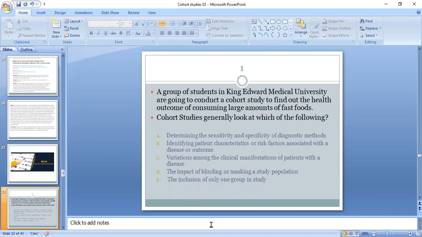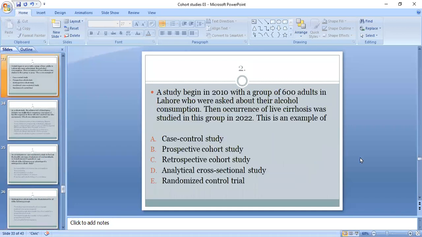B. Yes, B, bravo, is the correct option. It deals with identifying patient characteristics or risk factors associated with the disease or outcome.